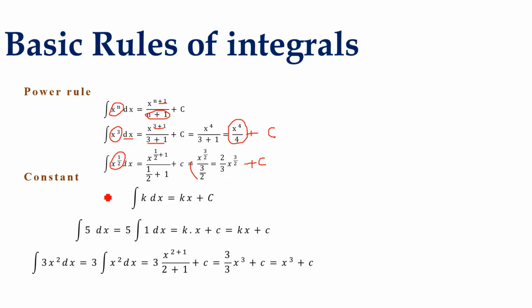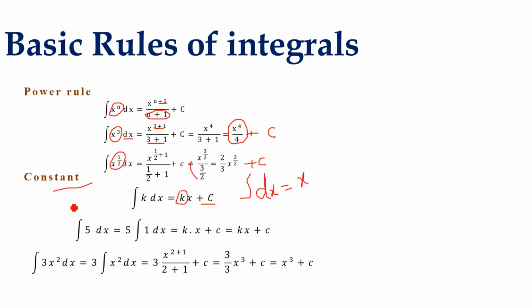Now let's discuss the constant rule, or we can say the constant multiple rule. We have a constant number, for example 1, 2, 3, 4, 5, or any number. We do not take the integral of the constant term, we just write it outside this integral term, and when we write the term like integral dx, the solution of this is just x. So we have kx plus c, where c is the integration constant.